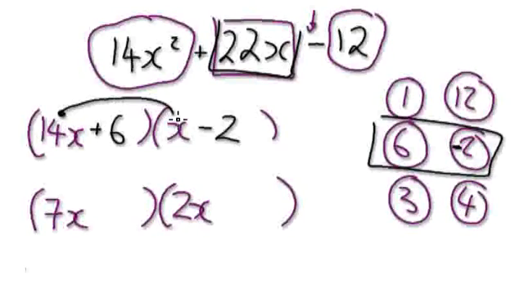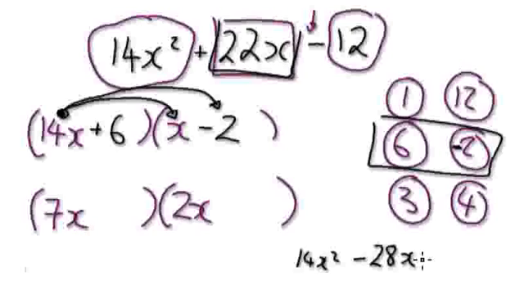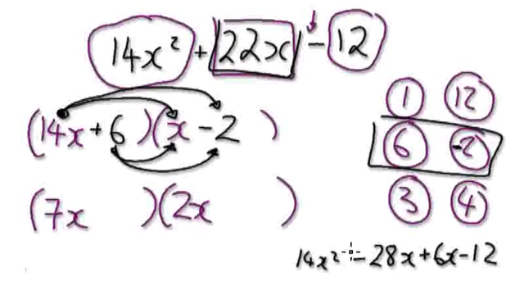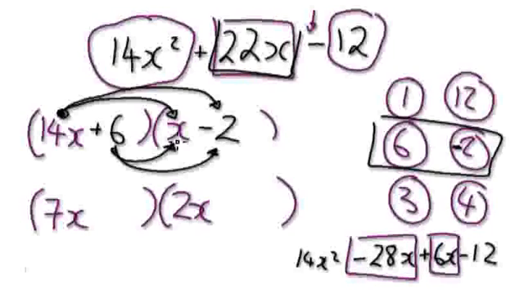So let's try it. First, if you multiply this out, this will give you 14x squared, and then this times this here will be minus 28x, and then this times this here will give us 6x, and then this times this, we know it will give us -12. Now does this give us positive 22x? If you merge this with this here, it will give us -22. So this here is not the answer. Well, try something else.